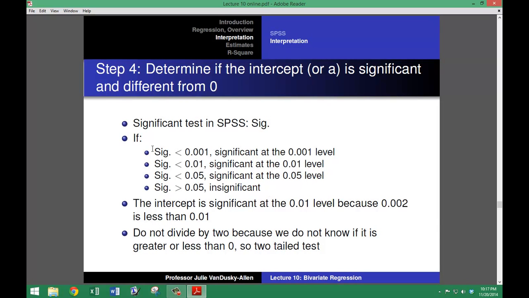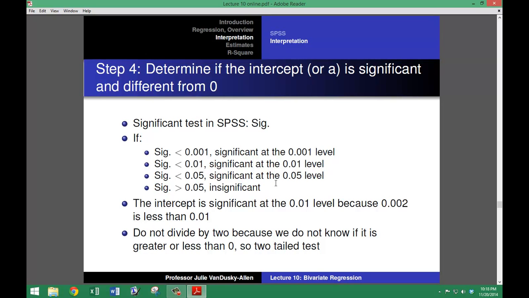Start with this first criterion here. If the sig value is less than 0.001, then the intercept is significant at the 0.001 level. If the sig value does not meet that criterion, move on. If the sig value is less than 0.01, then the intercept is significant at the 0.01 level. If the sig value does not meet that criterion, move on. If the sig value is less than 0.05, then the intercept is significant at the 0.05 level. If the sig value does not meet that criterion, move on. If the sig value is greater than 0.05, then the intercept is insignificant and indistinguishable from 0.